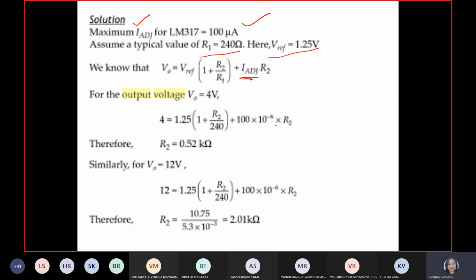If you know all the data, you just calculate this for the 4 volt, apply the formula and get the answer. If you solve this part for the unknown value of R2, we get this. You have to use an R2 value of 0.52 kilo ohm to get the output voltage of 4 volt. Then similarly for 12 volt you have to solve that, guys.